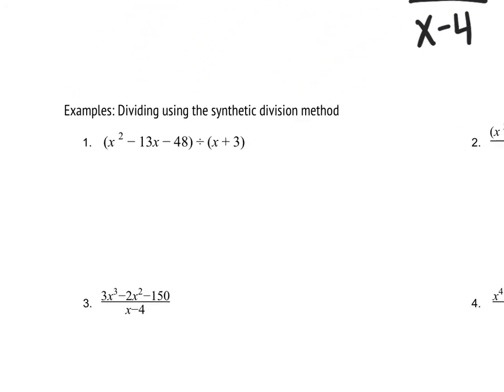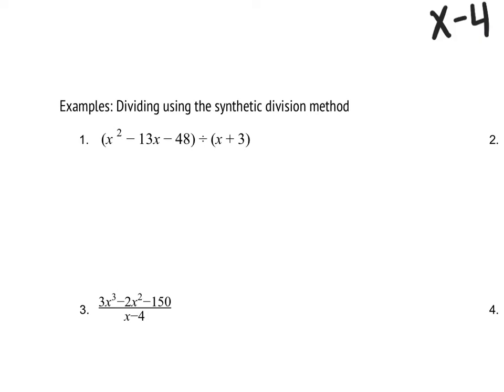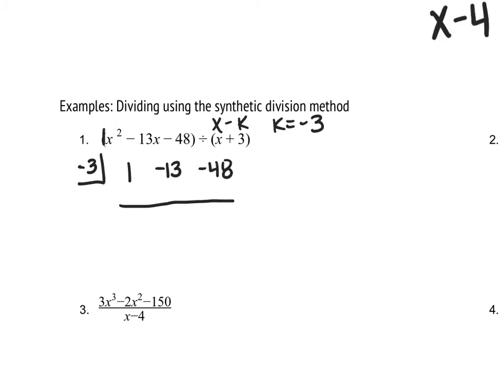All right, so for this particular problem, I have x squared minus 13x minus 48, and that's going to be divided by x minus 3. So again, this one is in that format, x minus k, so we can use synthetic division here. The k value that we're going to be using is 3, because if I take x plus 3 and set it equal to 0, it'll solve for -3. So we're going to do -3. And then my coefficients are 1, -13, -48. They're already in order, nothing's missing.